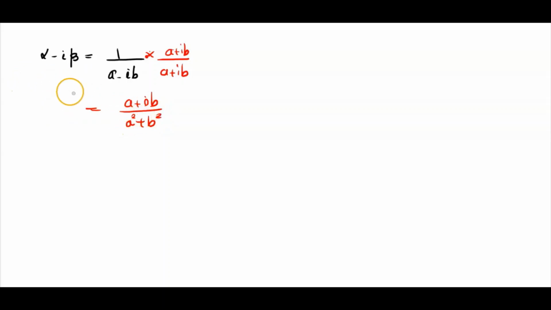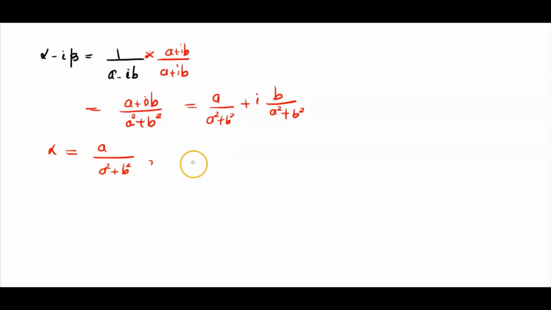Now let's equate the real and imaginary part. So this we can write as a by a square plus b square plus i into b by a square plus b square. So alpha equal to a by a square plus b square and beta equal to, this is minus i beta, so beta is equal to minus b by a square plus b square. We need to prove that alpha square plus beta square into a square plus b square is equal to 1.